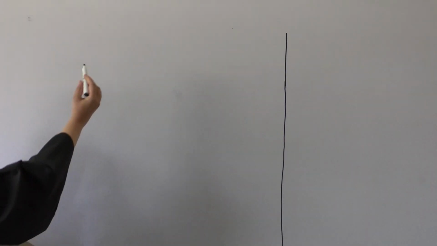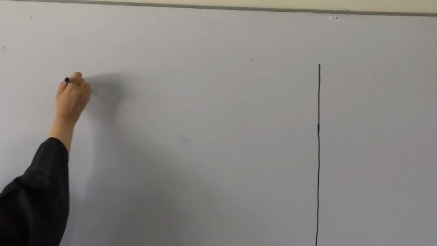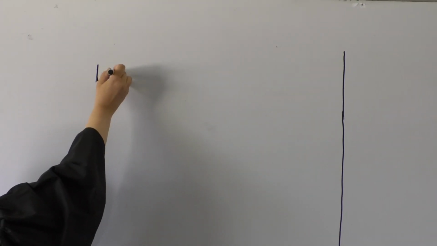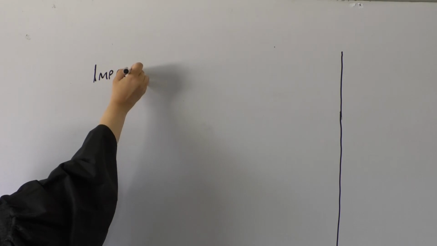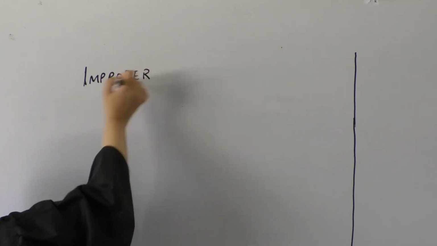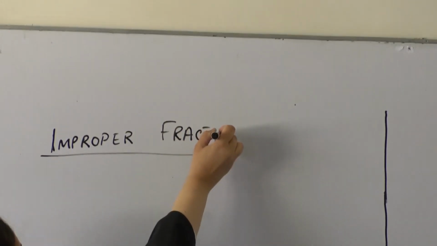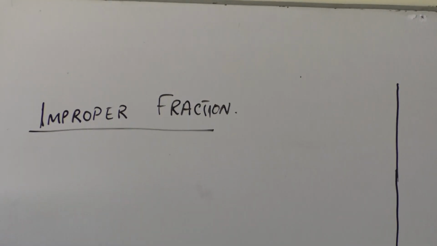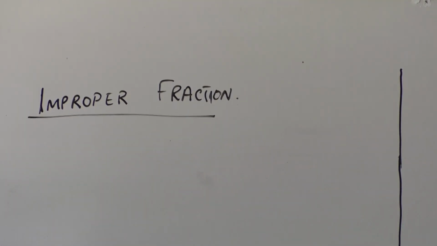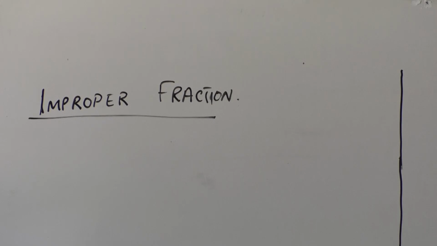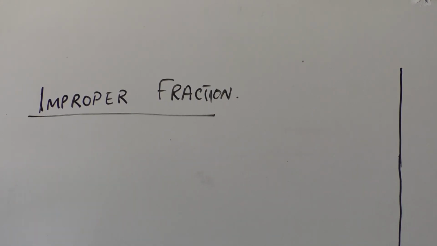For an improper fraction, it can be reduced by division to a mixed form consisting of the sum of a polynomial and a proper rational fraction. Here I will explain with the help of an example.